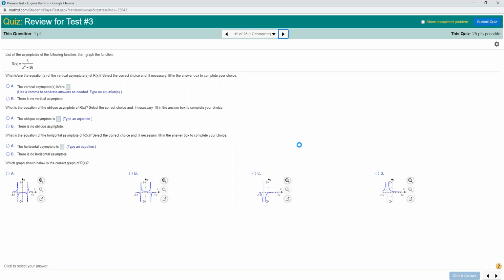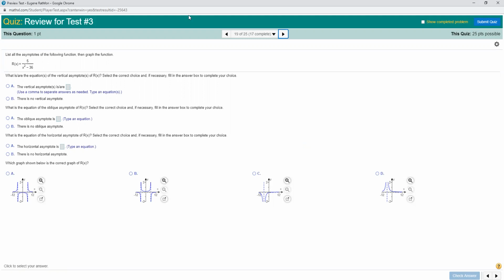All right, 19. I'm going to do, but put a star by this one. I took this one off the test, okay? So let me write what they got. They got an r of x equals 5 over x squared minus 36. They want me to find vertical asymptotes, horizontal asymptotes, and then it shows oblique, but put no oblique on these, and then we'll pick our picture.